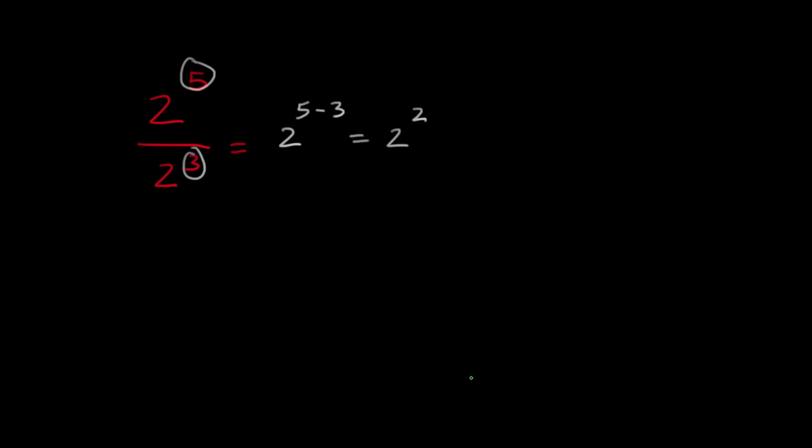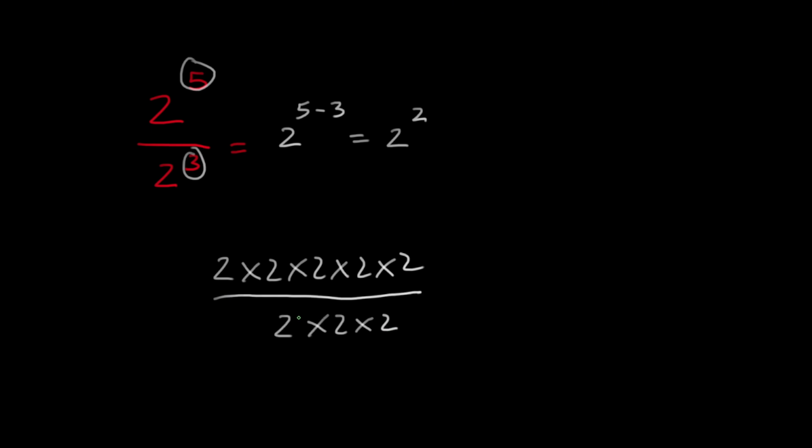Now let's try to make sense of why this works. Let's rewrite 2 to the power of 5 as multiplication: 2 times 2 times 2 times 2 times 2. And 2 to the power of 3 is the same thing as 2 times 2 times 2. Now we can start crossing off stuff that's the same on the top and the bottom. We can cross this 2 off with this 2, this 2 off with this 2, and this 2 out with this 2. This leaves us with 2 2's remaining, which is the same thing as 2 squared, which is the answer we got before.